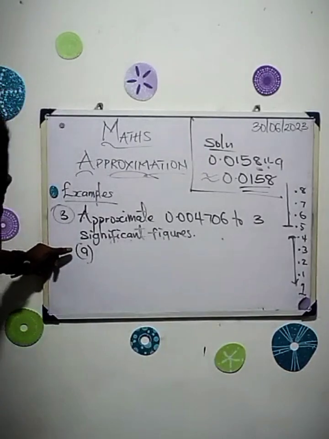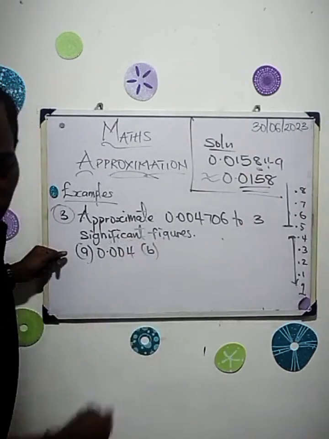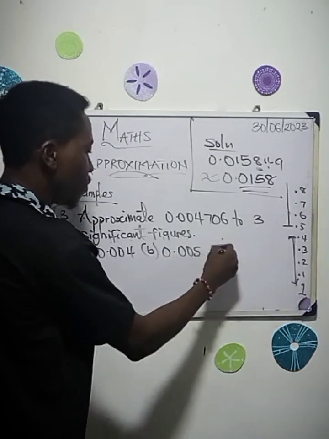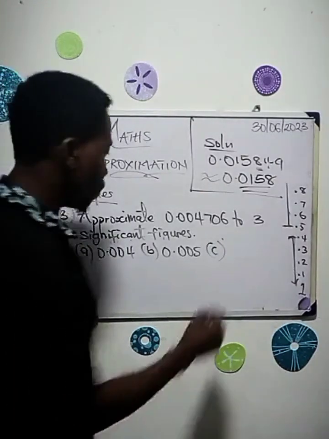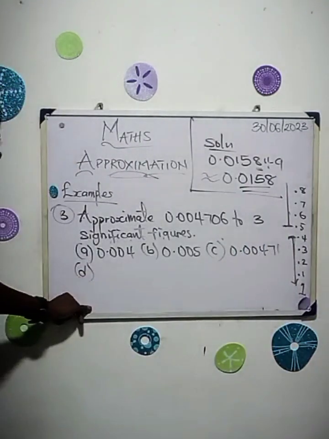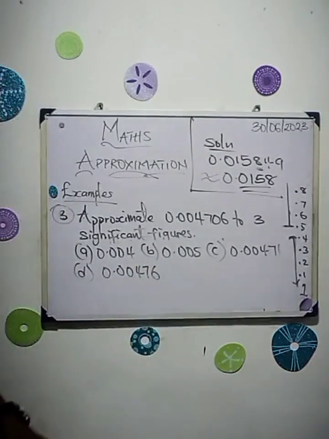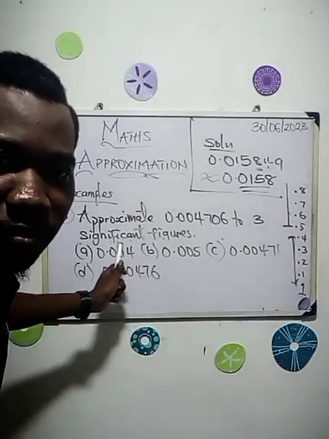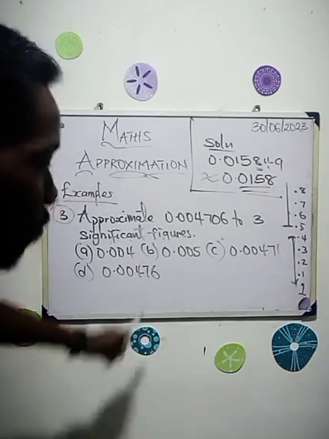option A says 0.004. Option B says 0.005. Option C says 0.00471. Option D says 0.00476. So, what's the correct answer? A, B, C, D. Approximate to three significant figures. This one now.